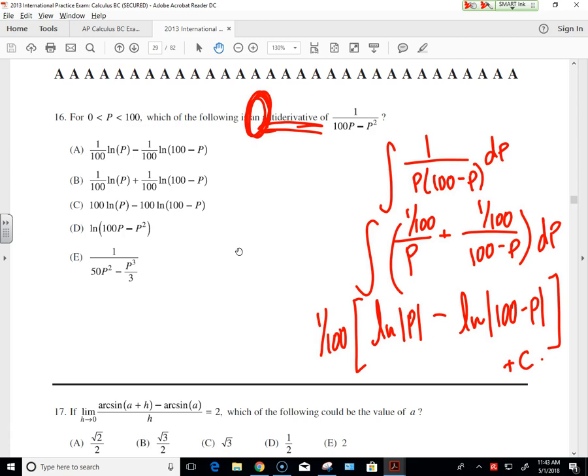Well, I need 1 over 100 for everybody. This one doesn't even have an ln. Forget him. Subtraction would be division. I could make this ln of p over 100 minus p, but none of those look like that. So I can't do that. 100 times, can't do that. Plus, no, u sub.